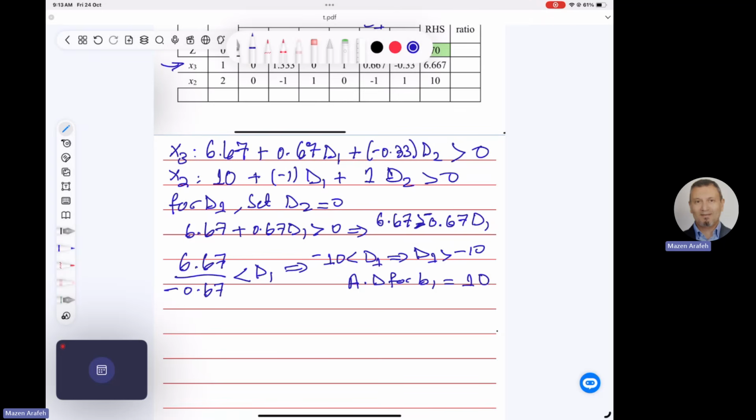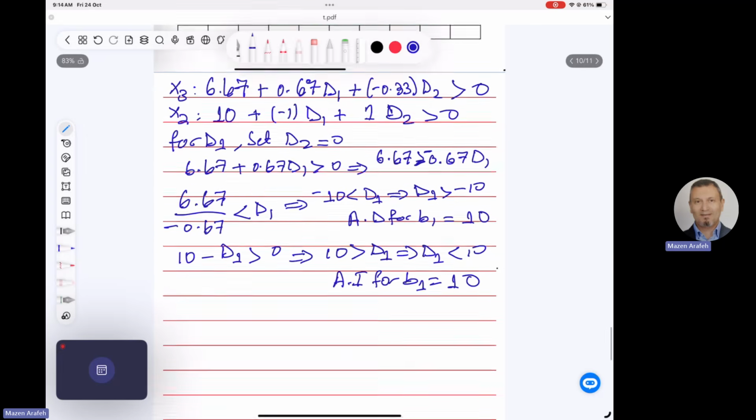Now we use the second equation. We have 10 minus 1 times d1 is greater than 0, again because d2 is equal to 0. So I can simply write 10 is greater than d1. Therefore, d1 is less than 10. So the allowable increase for b1 is equal to 10.